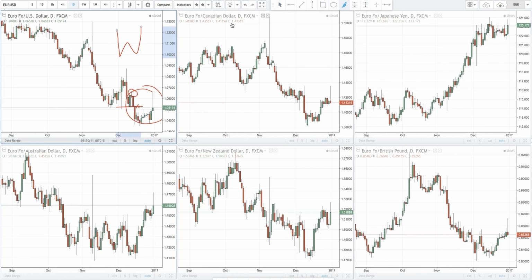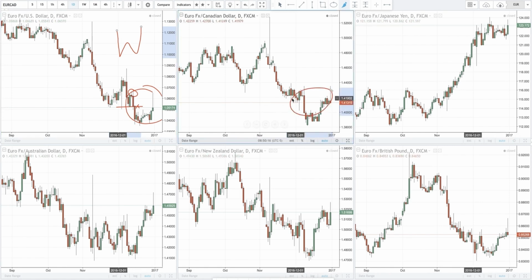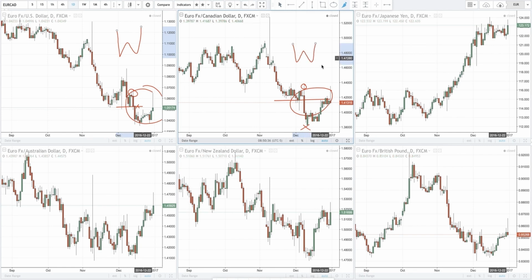Okay, on EuroCAD, if I focus on this much area as well, here we go. It broke down below. This is the lowest point after the breach happened. The guy who started the breach is up here. We're going up to challenge the breach, but we haven't gone above it. So that means it's still in seller's territory, which means euro is weak here as well. It's in a downward flow.